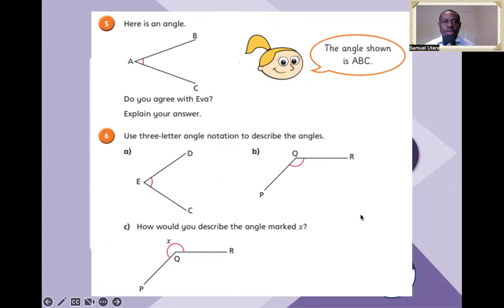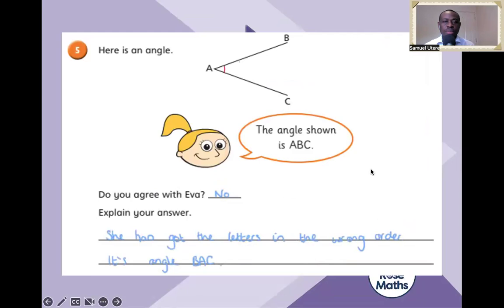Assuming you've paused the video and you've answered questions 5 and 6, here are the answers. Question 5, you were asked, here is an angle. Do you agree that Eva has described it properly? Well, remember the middle letter should tell you the position of the angle. So this angle, this is the position of the angle referring to. So we could say BAC or CAB. All right. So the middle letter should refer to the angle.